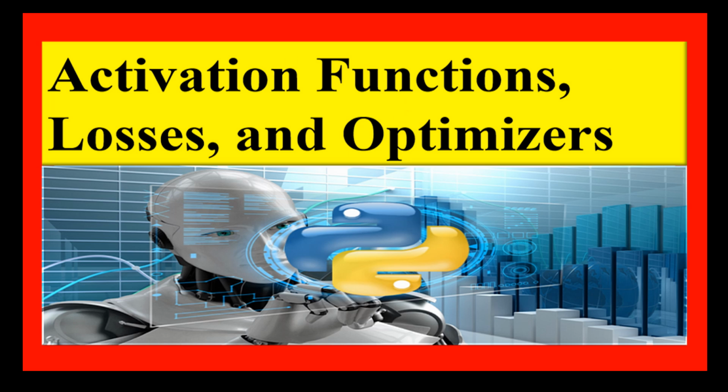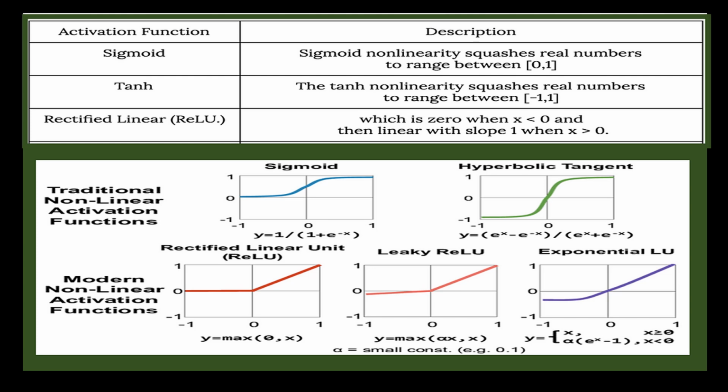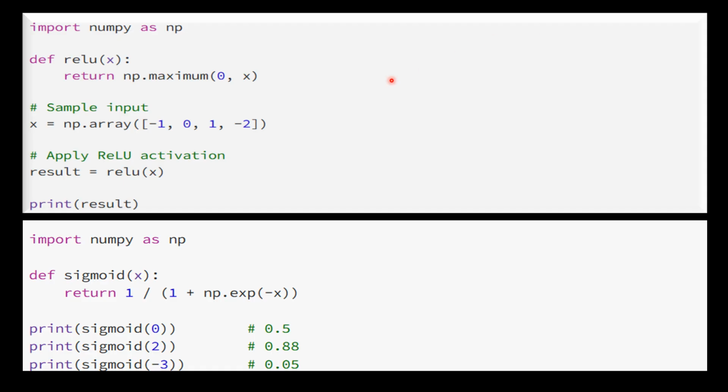So let's get started with understanding what is an activation function. Basically, these activation functions are used in artificial neural networks to introduce non-linearity into the model, which enables it to learn and represent complex relations between the inputs and outputs. So basically, there are three commonly used activation functions, which are the ReLU, tanh, and sigmoid. So let's understand what is a ReLU or the rectified linear unit first.